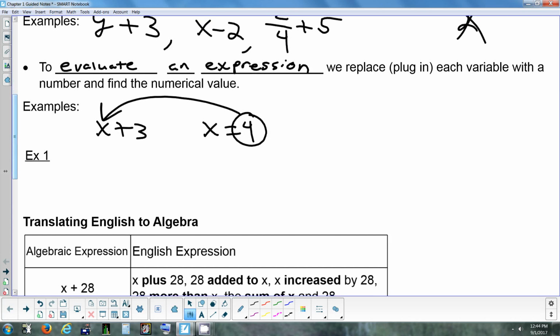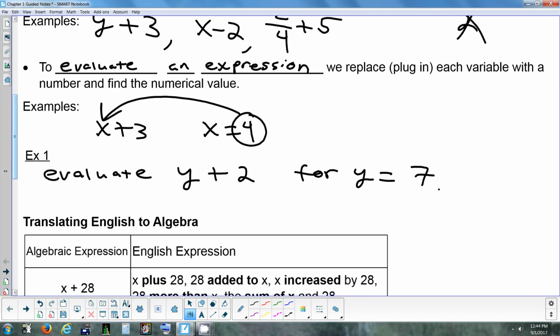Okay, so let me see if I can make up an example. So to evaluate an expression, let's say, evaluate y plus 2 for y equals 7.